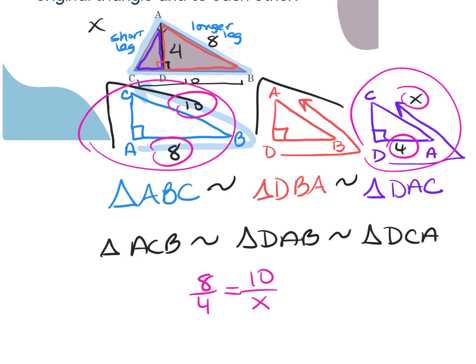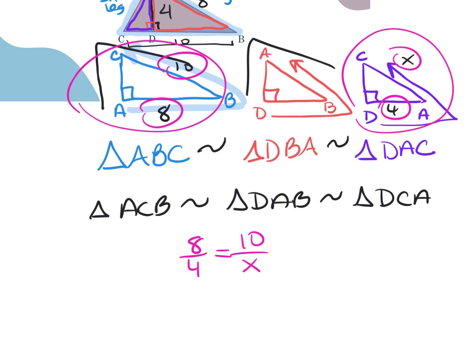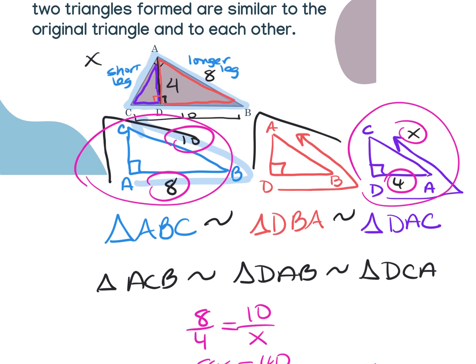This is what we did in chapter 8. And this is what you're going to have to do for questions, I believe, 3 and 4. So you'll cross multiply, divide, and you find out that X is 5. So this side over here, the shorter leg, is a 5.